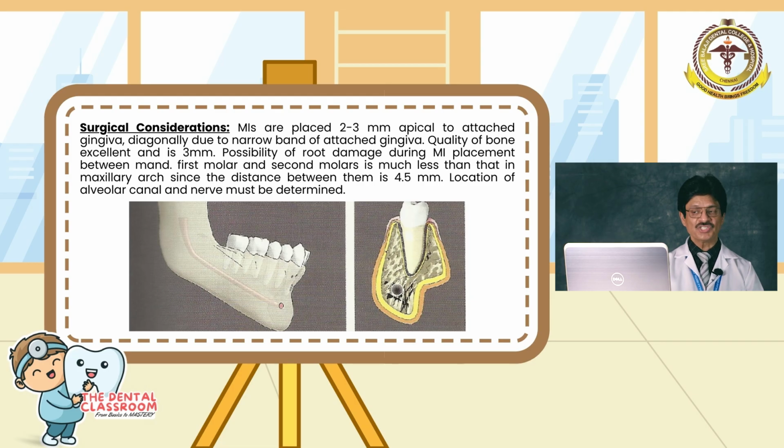So what are the surgical considerations? Microimplants are placed 2 to 3 millimeters apical to the attached gingiva, but diagonally. Why so? Due to a narrow band of attached gingiva. The quality of bone is excellent and is about 3 millimeter. The possibility of root damage during microimplant placement between mandibular first molar and second molars is much less than that in maxillary arch, since the distance between them is 4.5 millimeter. But then you also have the alveolar canal with it, the inferior alveolar nerve. So all these things need to be taken into consideration. So the anatomical considerations also are very important when you place it in this particular region.